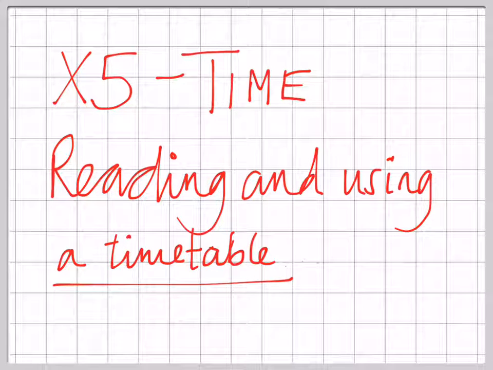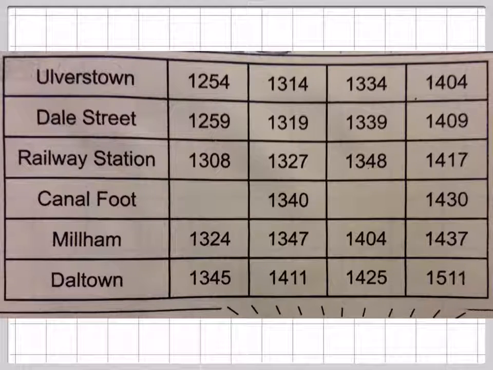This time video, X5, is all about reading and using timetables. Here is a bus timetable. All you get really are the names of the stops on the left-hand side and a load of numbers in boxes which don't initially make sense. But the way to read them is this.